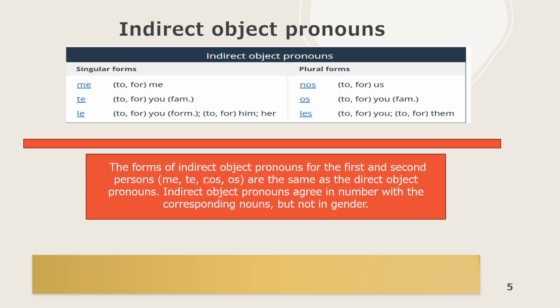So the forms of the indirect object pronouns for the first and second person, me, te, nos, and os, are the same as the direct object pronouns. Indirect object pronouns agree in number with the corresponding nouns, but not in gender. So here that's a huge difference. Okay, guys, remember this: they agree with the number, but not with the gender.